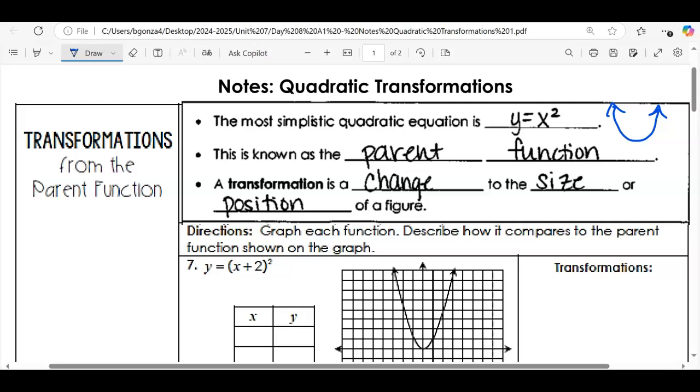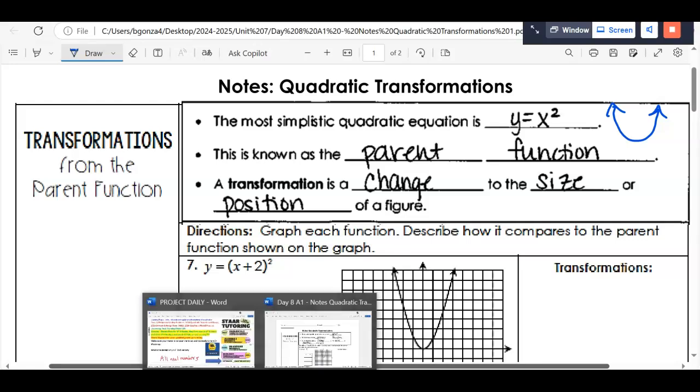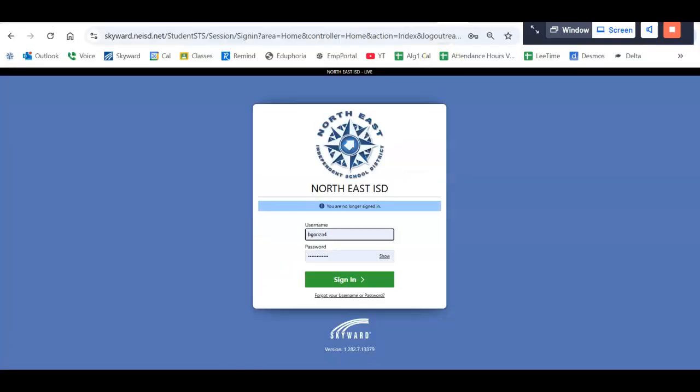Today we're talking about taking that parent and messing with it, changing it, shifting it, changing the size or the position. So make sure you've written that information down, and we're going to use Desmos to fill in all of these tables, graphs, and verbal transformation. Let's pull up Desmos.